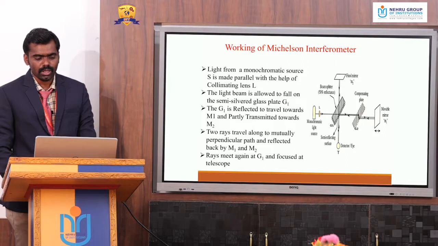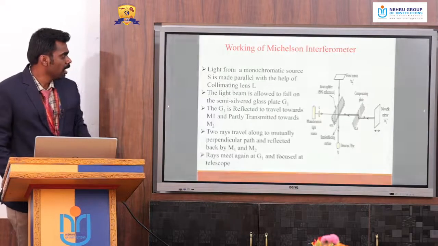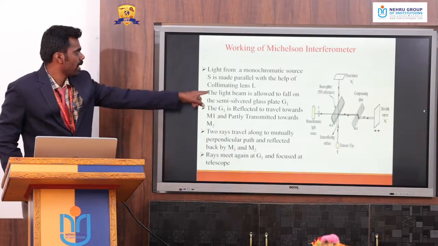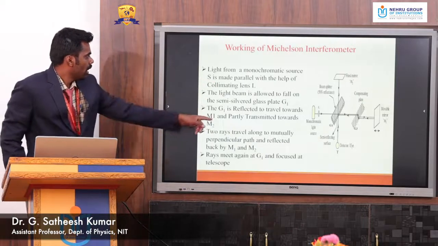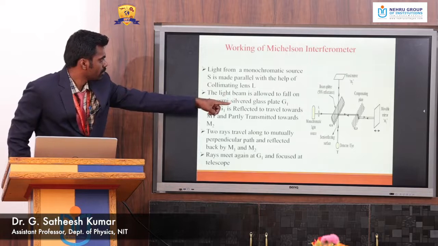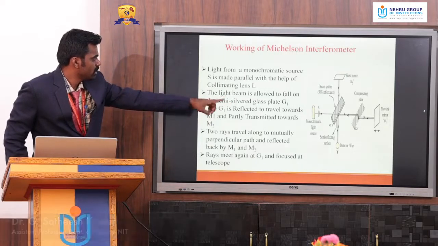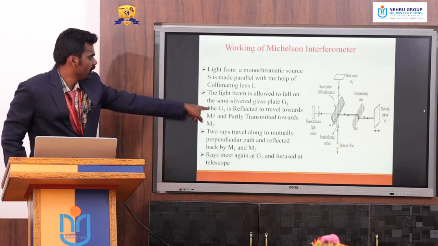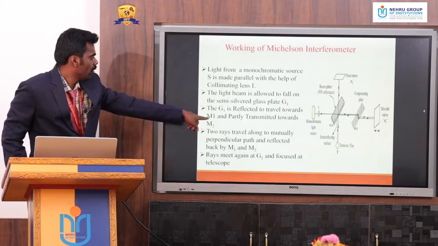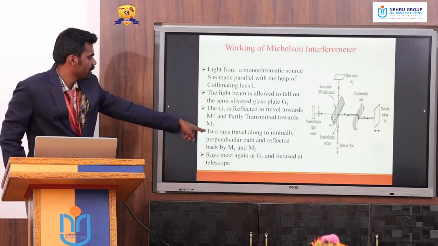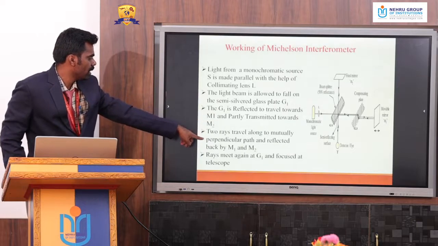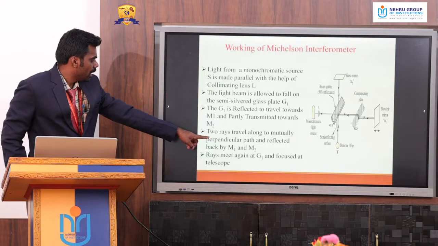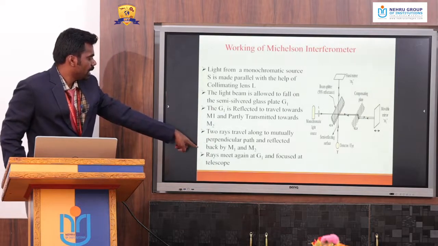The working of the Michelson interferometer. The monochromatic light from the source is made parallel with the help of a collimating lens L. The light beam is allowed to fall on the semi-silvered glass plate G1. The beam is partially reflected towards M1 and partially transmitted towards M2. The two rays travel along mutually perpendicular paths and are reflected by M1 and M2. The rays meet again at G1 and are focused into the telescope T.